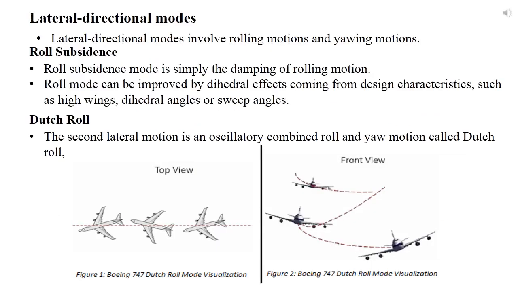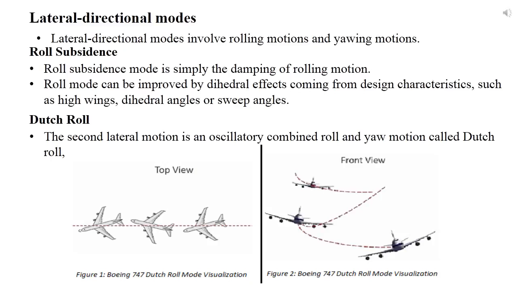Lateral directional modes. Lateral directional modes involve rolling motions and yawing motions. Motions in one of these axes almost always couple into the others, so the modes are generally discussed as the lateral directional modes. There are three types of possible lateral directional dynamic motion: roll subsidence mode, spiral mode, and Dutch roll mode.